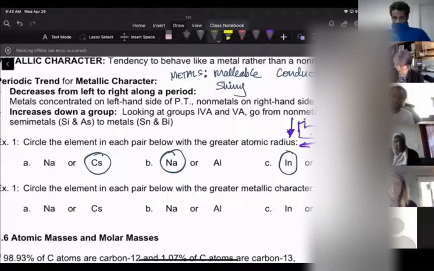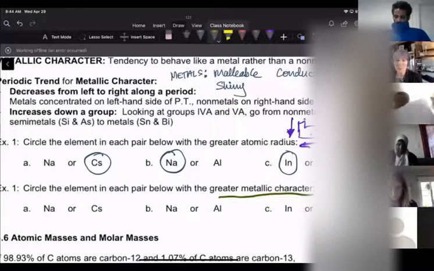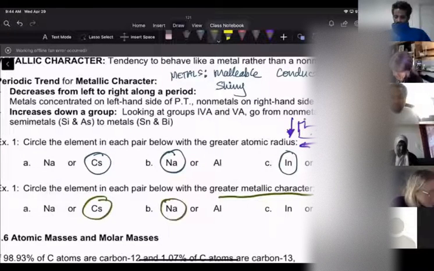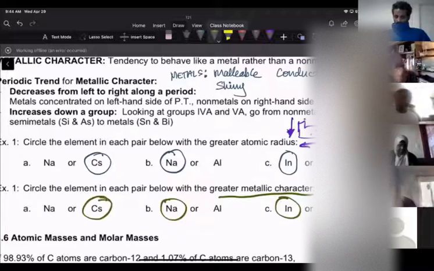All right, so greater metallic character. The metallic trends are going to follow the same trends. So these are going to have exactly the same answers because they follow the same trends.